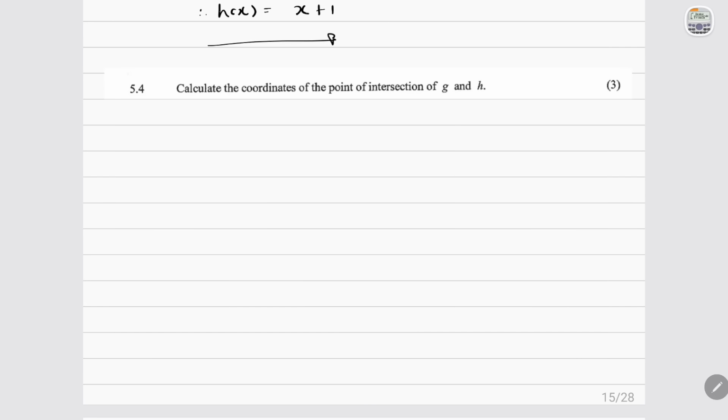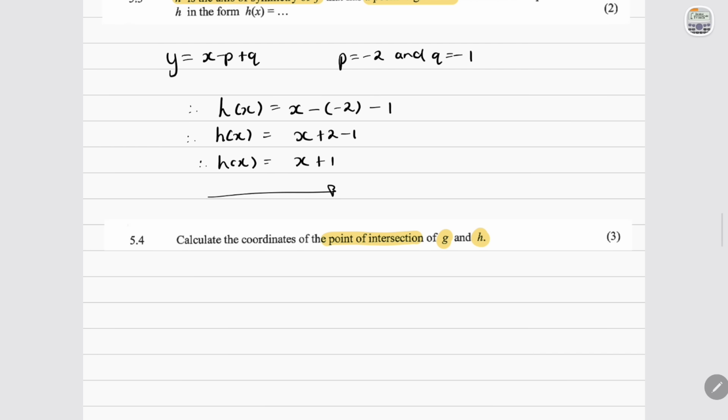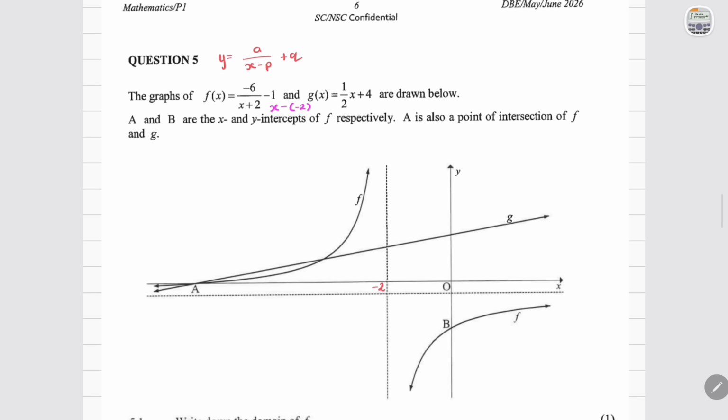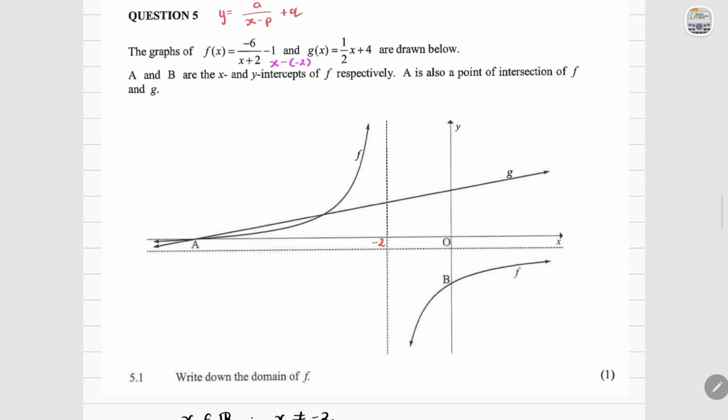Question 5.4 says, calculate the coordinates of the point of intersection of g and h. Okay, so this is the axis of symmetry with a positive gradient and the graph of g. So the graph of g is the straight line. The axis of symmetry also has a positive gradient like this one. So we just need to find out where they intersect.